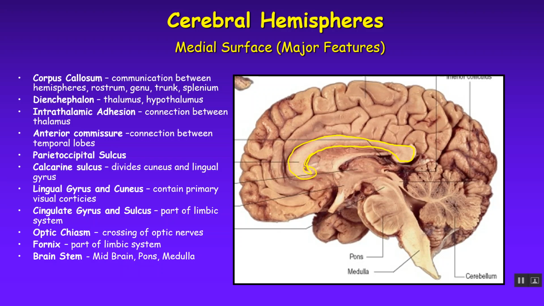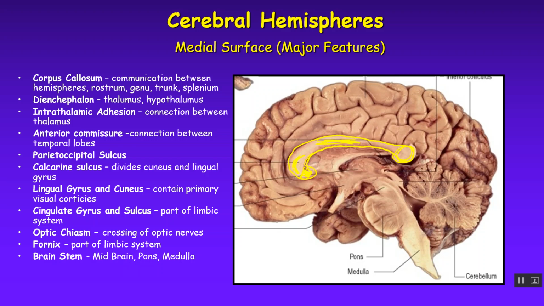It's got different parts. It's got a little rostrum up here, the little beak of it. It's got a bend, called a genu. The body is the middle part, and then the splenium is back here. That little round part at the back of it is called a splenium. Not that you guys have to know that. Just know that's a corpus callosum.